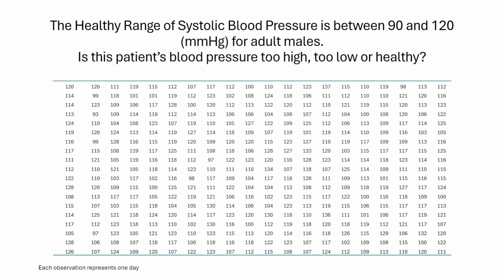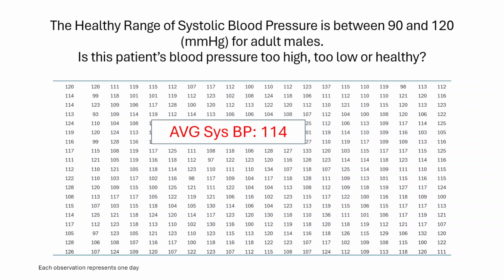Now, however, if I were to take the average or the mean of all of these numbers, all 380 observations, and I were to tell you their average systolic blood pressure is 114, you can probably answer the question instantaneously, immediately. Is this patient's blood pressure too high, too low, or in the healthy range? And we can immediately say that for the most part, it's in the healthy range. And this is the power of data reduction.